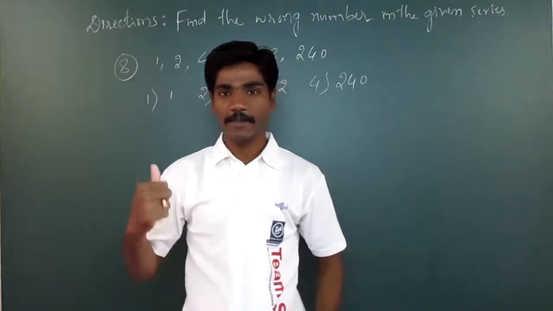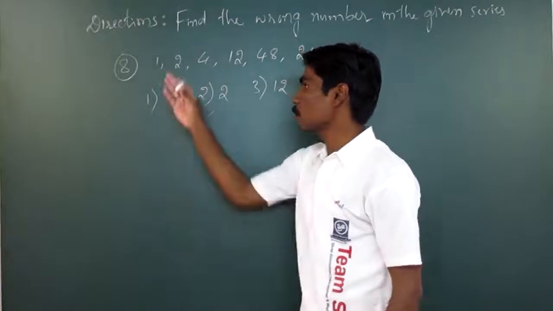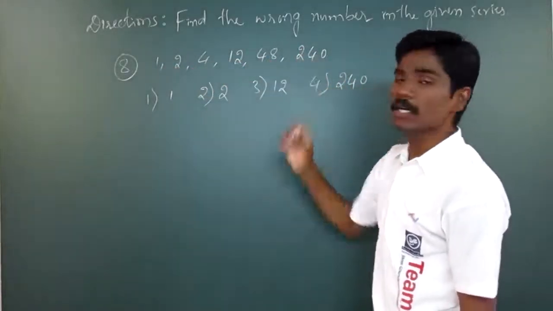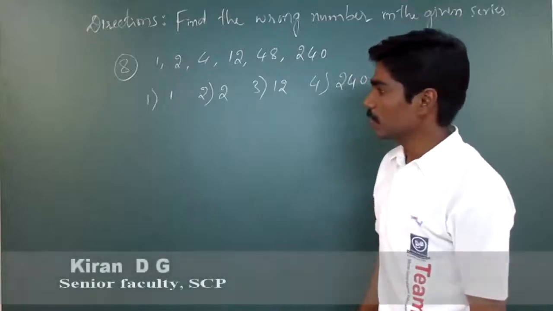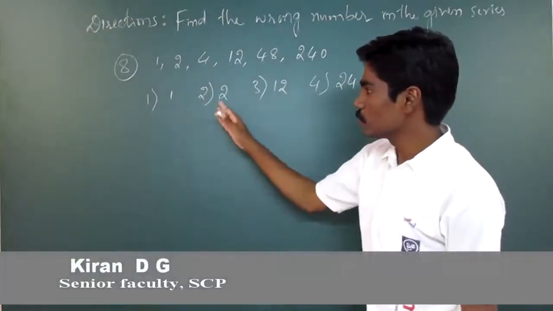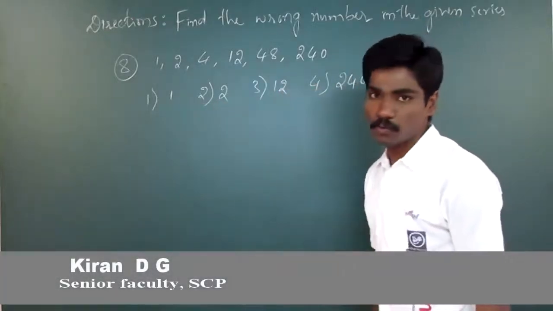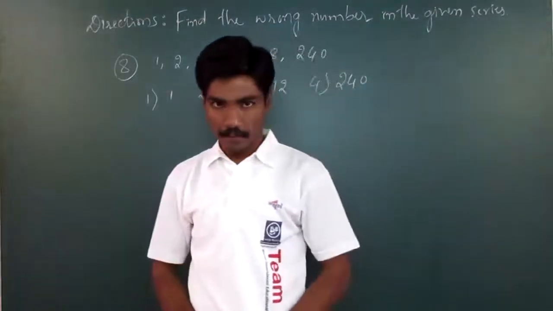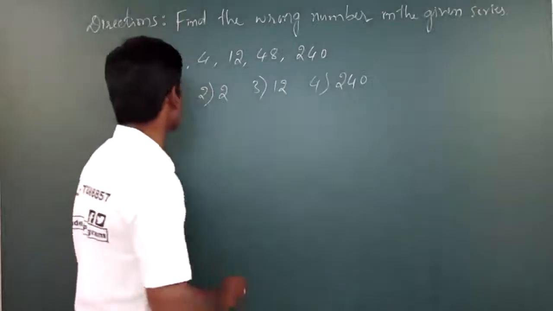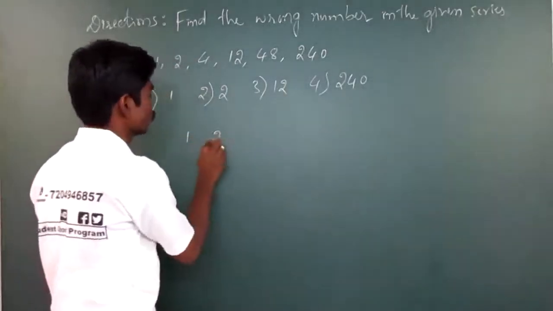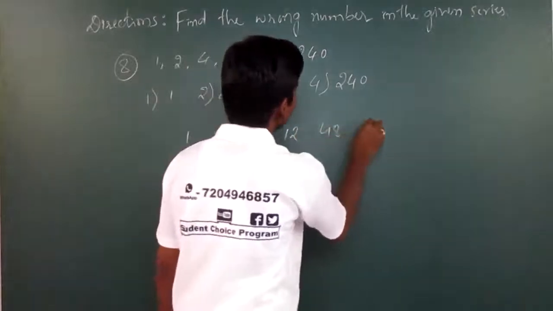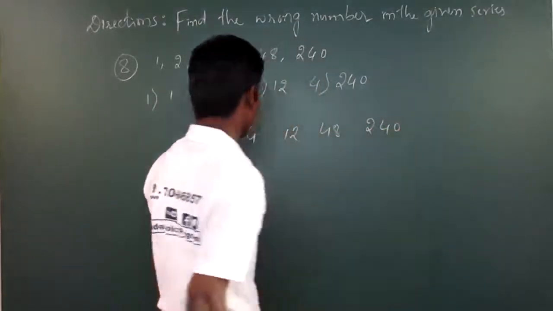Well friends, here is the next problem. The given problem is 1, 2, 4, 12, 48 and 240. The given options are 1, 2, 12 and 240. To find out the wrong number, first let me consider the given question. The given question is 1, 2, 4, 12, 48 and 240.